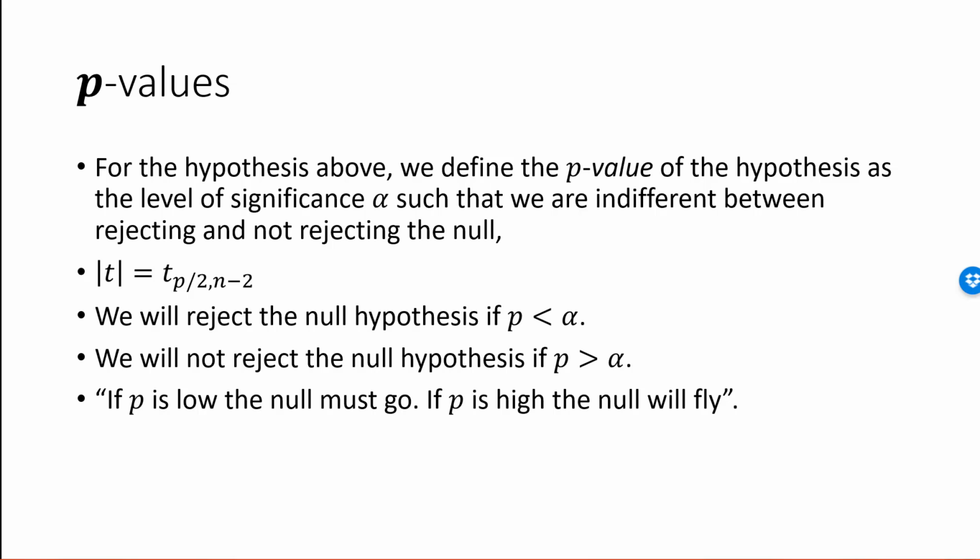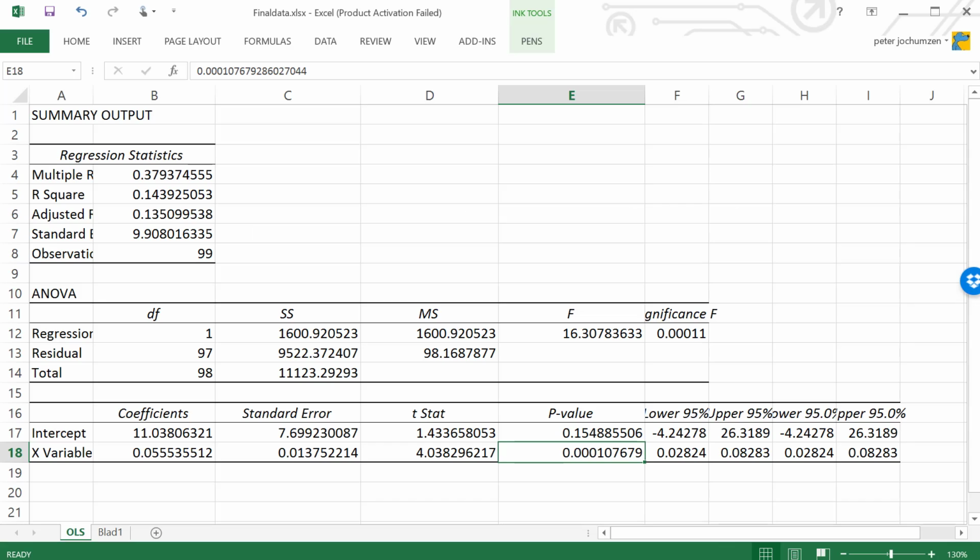If p is high, then the null will fly, meaning that the null is fine now. The p-value is high, don't reject the null. Here clearly the p is low, the null must go. If you look at the intercept, we can do exactly the same thing for the intercept. If I consider the null hypothesis that beta 1 is equal to 0, then the p is high. It's higher than 5%. So the null must fly. That is, you can't reject that null hypothesis.